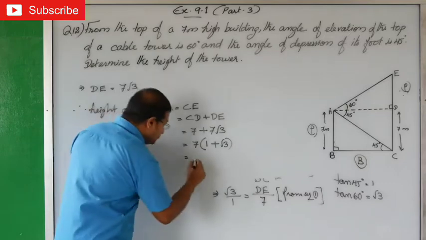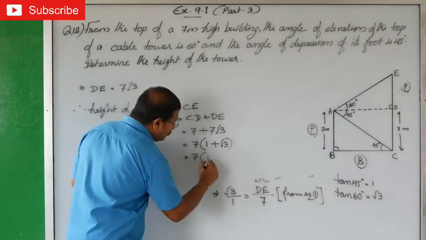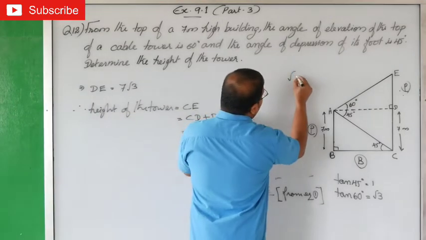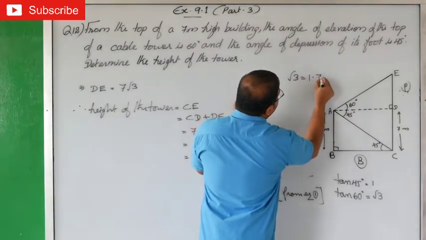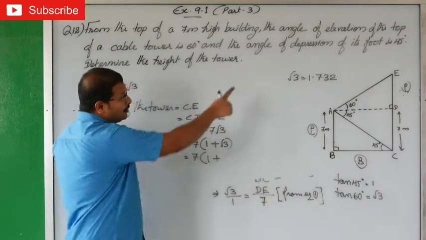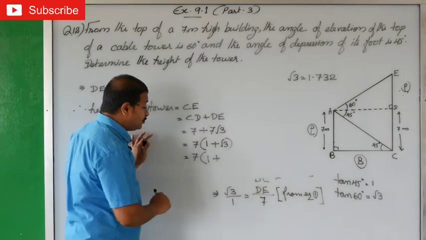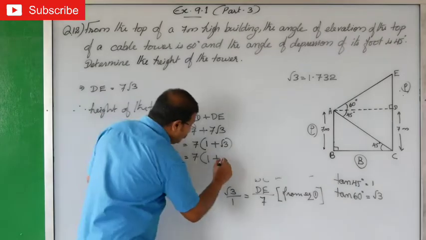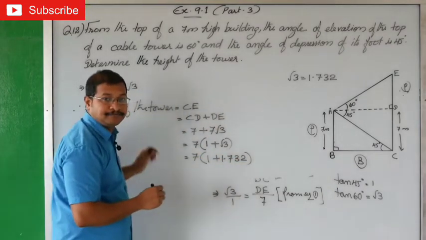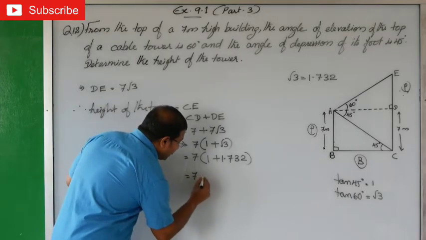Equals 7 bracket 1 plus. What is the value of root 3? Yes, root 3 value is 1.732. You need to write this 1.732. That means we'll write 1.732. Ready? Equals 7 into.